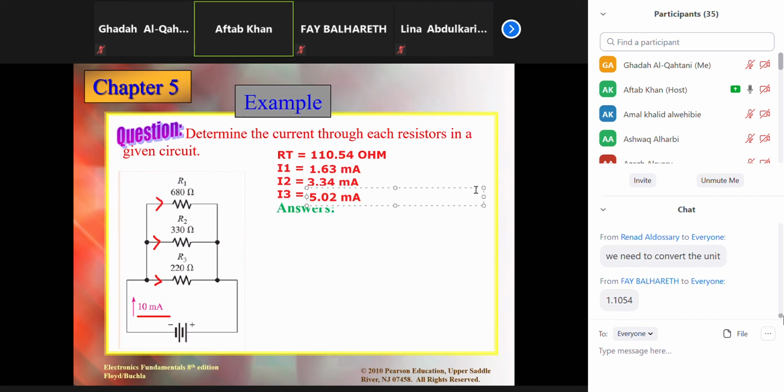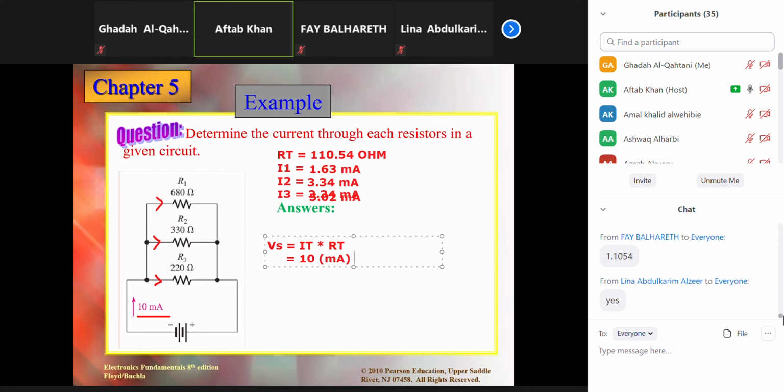See, so only Rinad gave the answer 11.04, other than that no one. Okay, so now look here. I will not teach these things again and again. I'm just telling you for the last time. This is VS. It should be IT multiplied by RT. Now, what is IT? If you look, IT is given to you as 10 milliamps. I can write it this way.